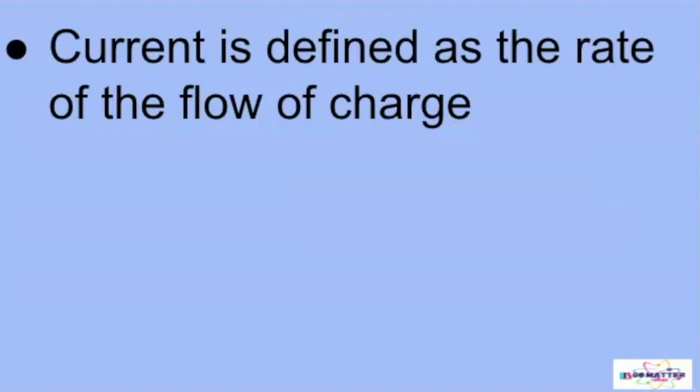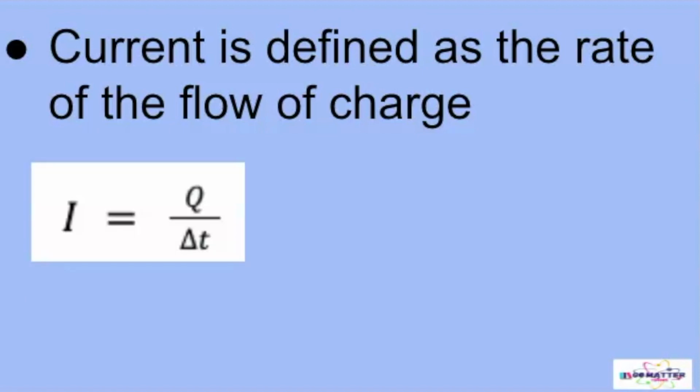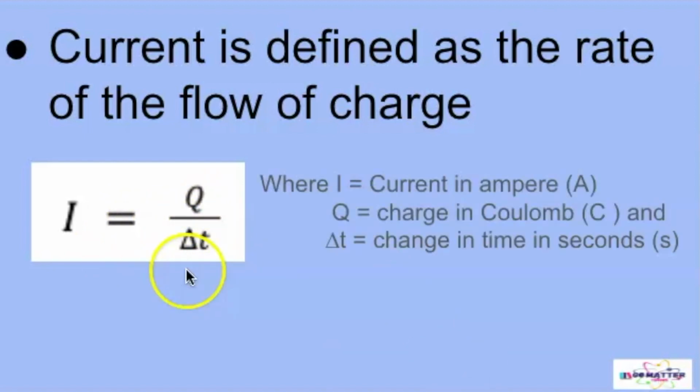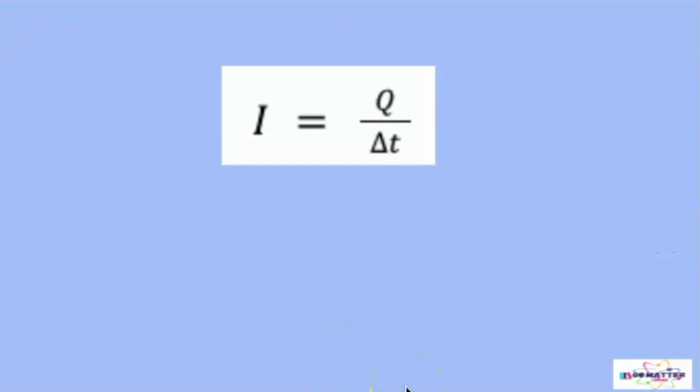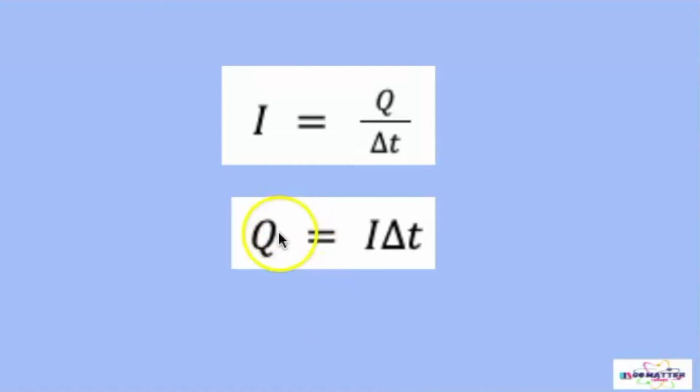Current is defined as the rate of flow of charge. That is, I is equal to Q over delta T, where I is the current in amps, capital A, Q is the charge in coulomb, capital C, and delta T is the change in time in seconds. Making charge the subject of the formula, we have Q is equal to I delta T.